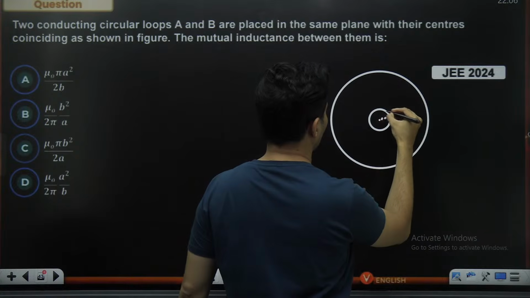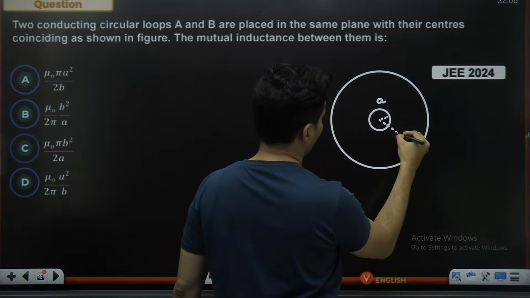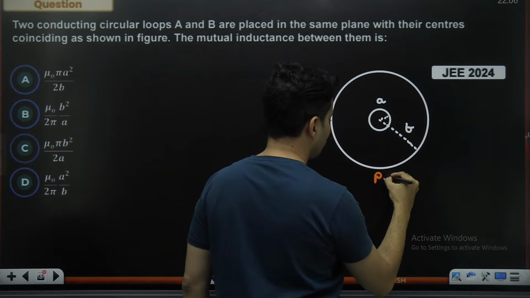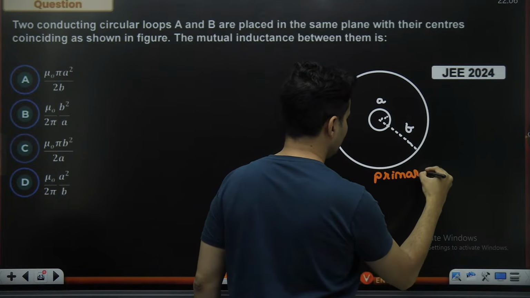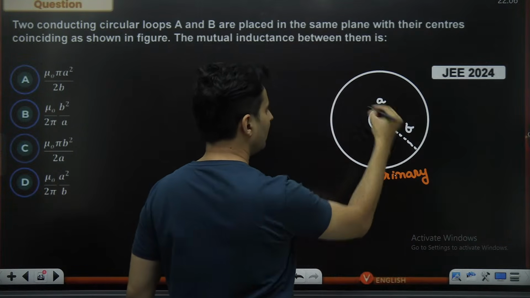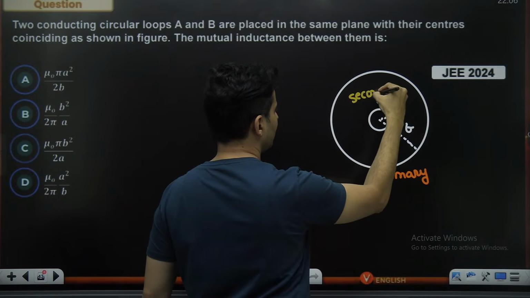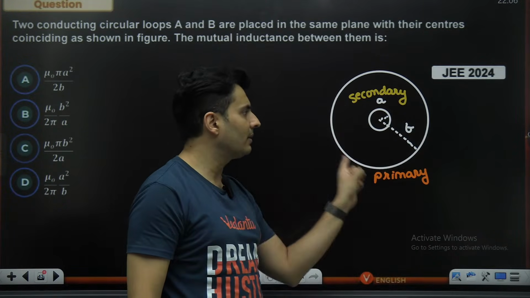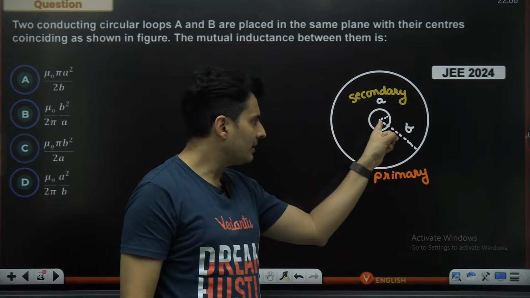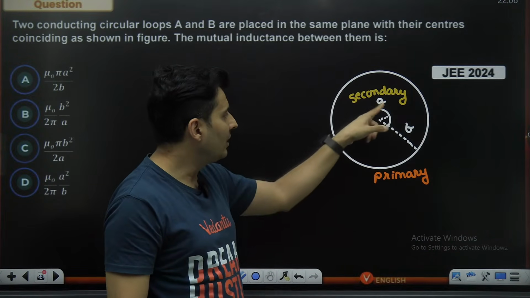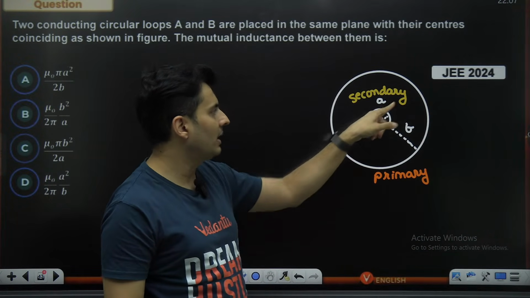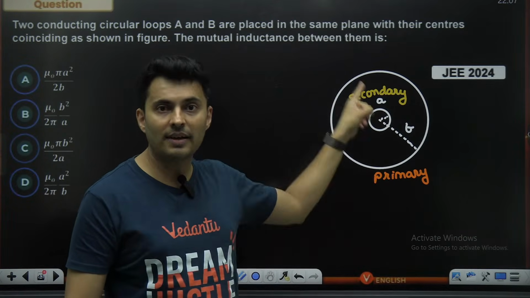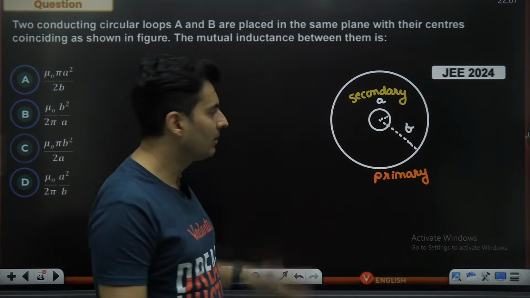It's not given. I will just take this as A and this as B. And what I will do, I'll take this as my primary coil and I will take the inner coil as secondary. This choice is very important. Why did I do that? Because finding the magnetic field due to the outer coil at the center is easier, but I do not know how much field this coil will generate at this point outside the coil. I don't know that. So this choice is very important, else you will be stuck.